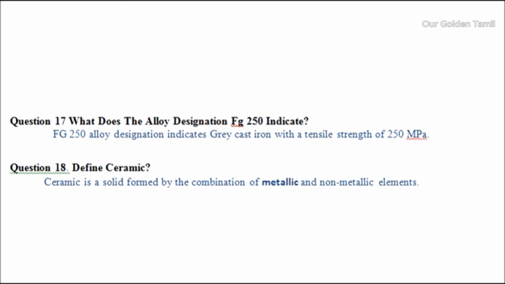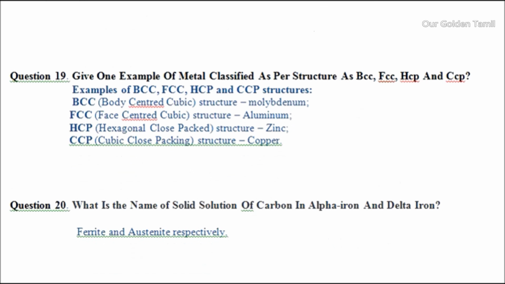Question 17. What does the alloy designation FG250 indicate? FG250 alloy designation indicates gray cast iron with a tensile strength of 250 megapascals. Question 18. Define ceramic. Ceramic is a solid formed by the combination of metallic and non-metallic elements.